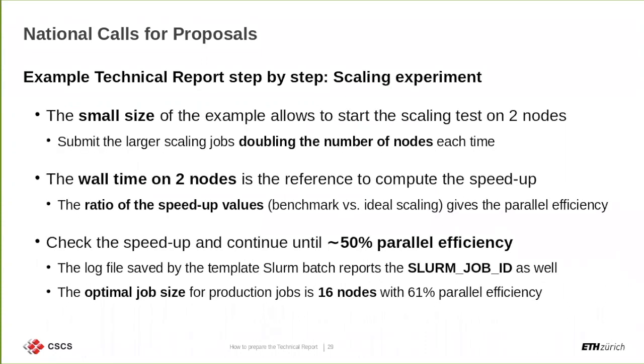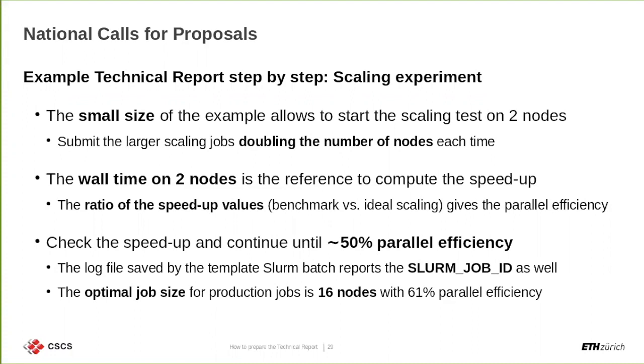Now, the example technical report goes on to the scaling experiment. The small size of this example allows us to start the scaling test on 2 nodes. We don't go to 1 node because it would take more than an hour running, so due to wall time constraints, we limit to 2 nodes. Then we submit larger scaling jobs, and we double each time the number of nodes that we use. The wall time on 2 nodes is the reference timing that we use to compute the speed up.